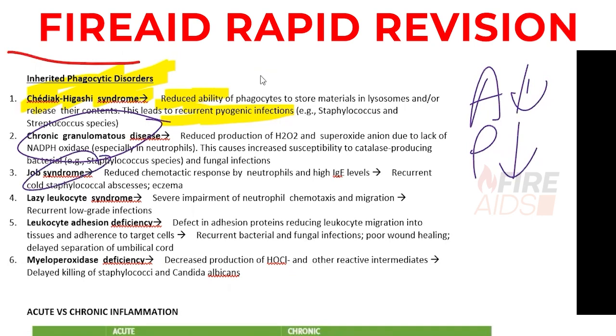Number 3 is Job syndrome. Here, what happens? The response is reduced. So the response is reduced in Job syndrome. So you get recurrent abscess, recurrent cold abscess, and eczema.